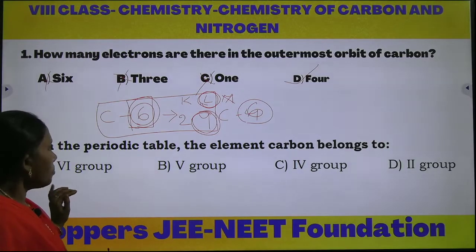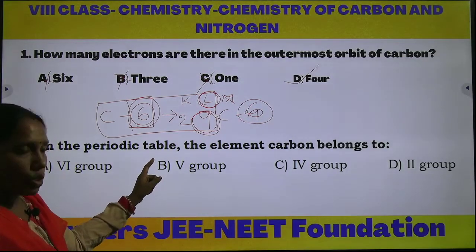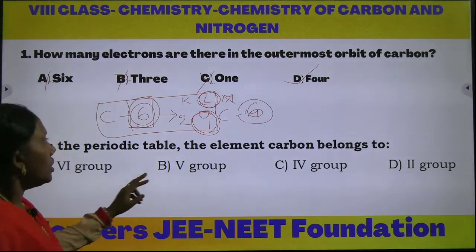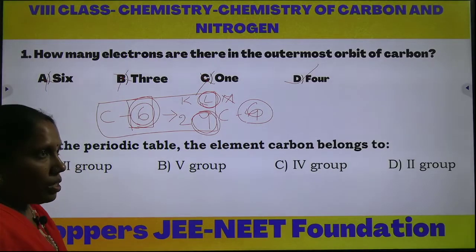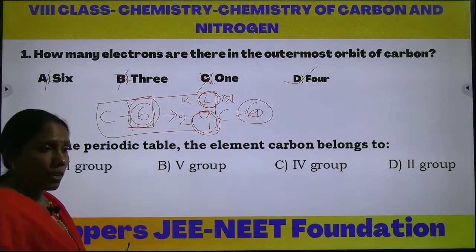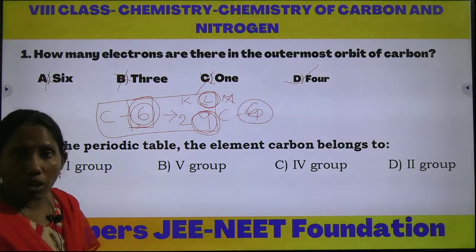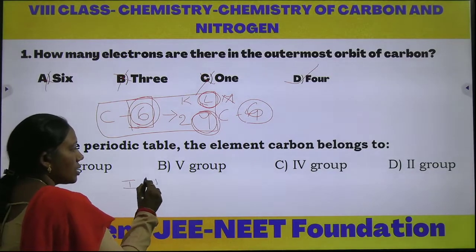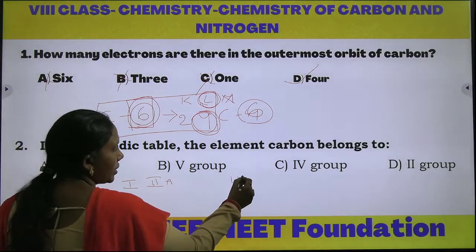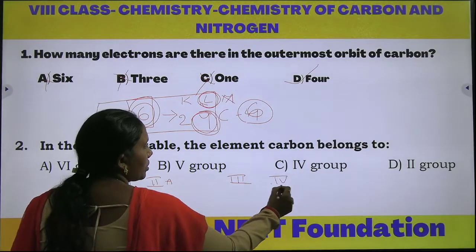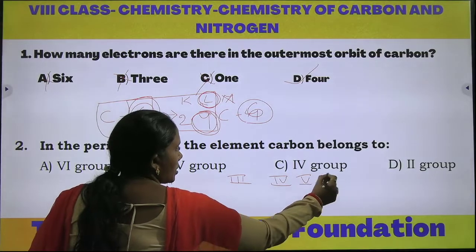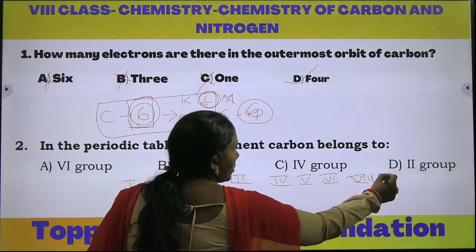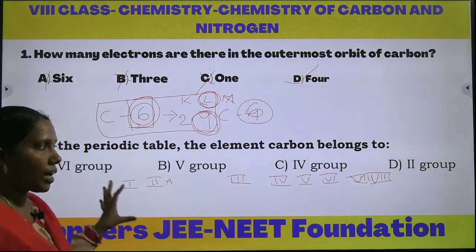Now come to the second question. In the periodic table, the element carbon belongs to which group? In the periodic classification we know carbon belongs to the fourth group, right? First A, second A, third A, and fourth, fifth, sixth, seventh and eighth. These are the groups present in the periodic table, right?